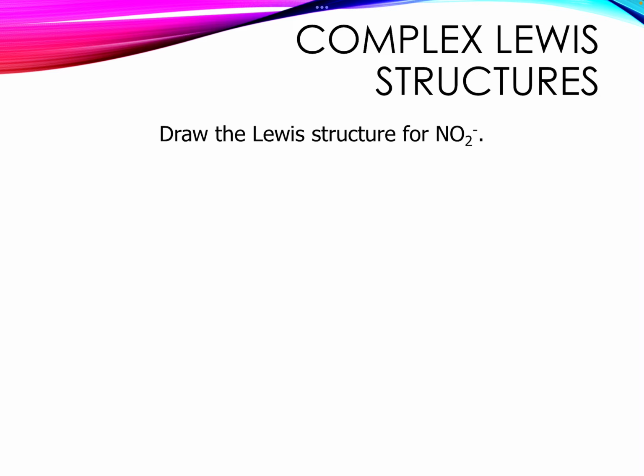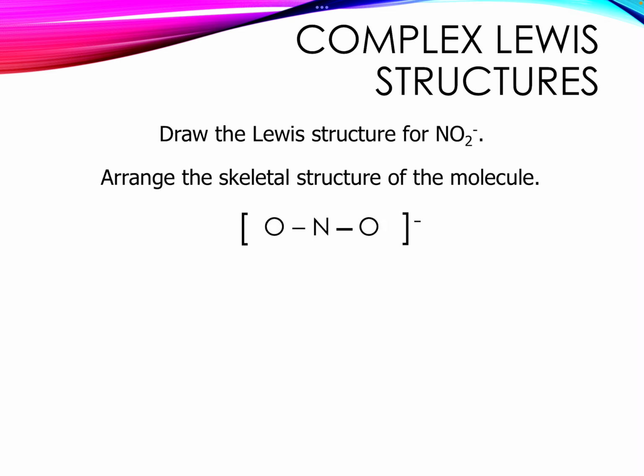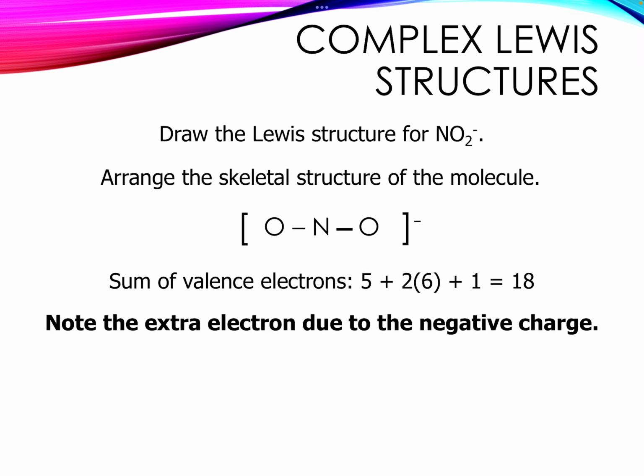So let's do an example. Let's draw the Lewis structure for nitrite, NO2 minus. The first thing we're going to do is arrange the skeletal structure of the molecule. If you'll recall, I told you to put the unique atom in the middle. So in this case, it would be nitrogen. A good rule of thumb, though, is don't put oxygen in the middle if you have a polyatomic ion, because oxygen can only make 2 bonds, and so it's not a very good central atom. So we'll arrange our skeletal structure of the molecule.